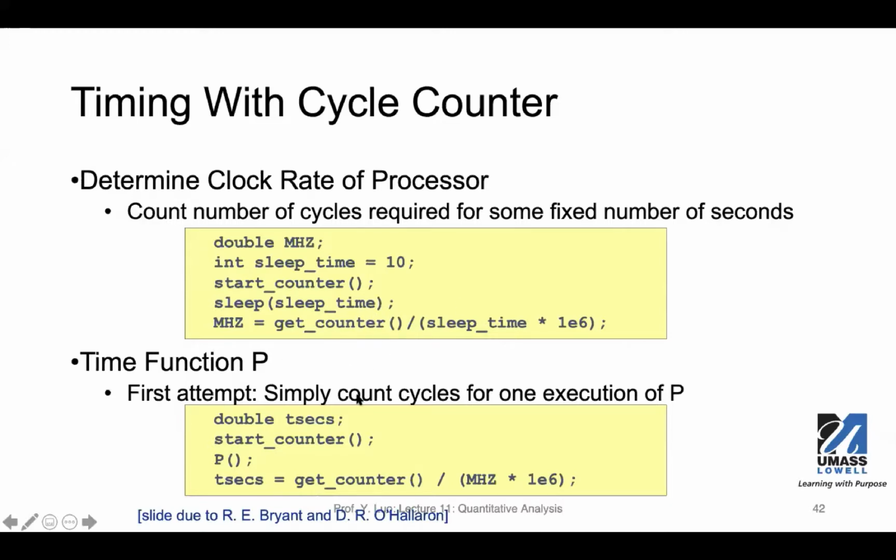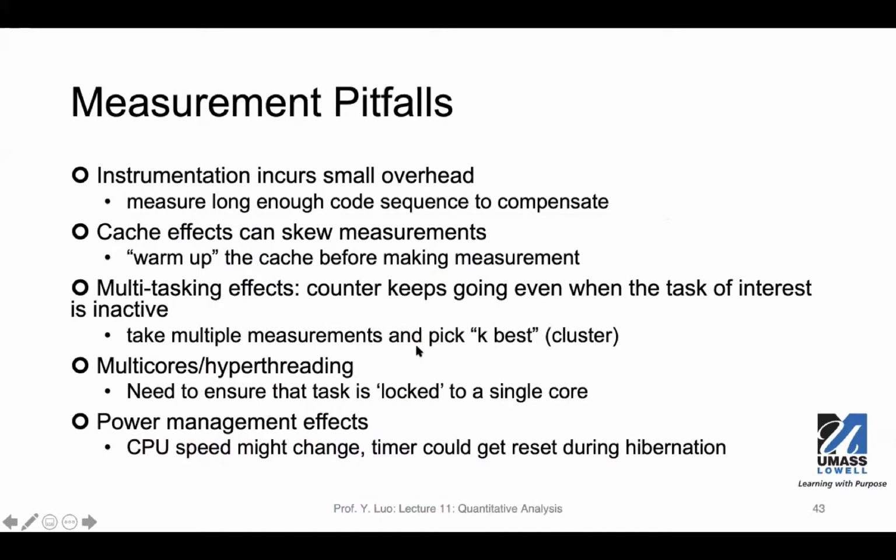So you can simply count the cycles for one-time execution of this function, but that can also be improved by repeating the timing for a longer period to amortize the overhead of the cycle count. So what we showed in some examples: the instrumentation may incur overhead, so it's better to measure a long enough code sequence to compensate for that.